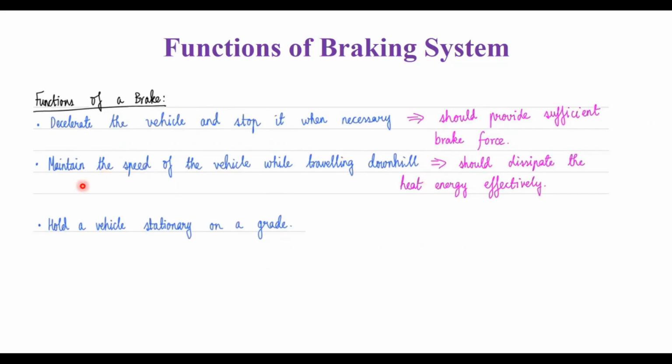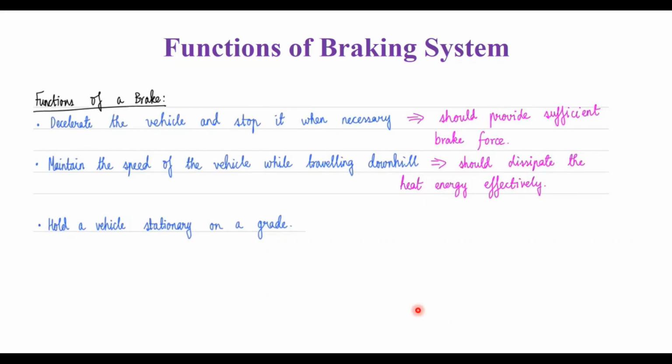And second is that it should maintain the speed of the vehicle when you're traveling downhill, because downhill, when you're driving the vehicle with less effort from the driver, the speed can be much higher. So it's very important that the speed of the vehicle is maintained when traveling downhill, for which the brake is very important, which means it should dissipate the heat energy effectively. So the second function is that it should dissipate the heat energy effectively, and also maintain the speed of the vehicle when you're traveling downhill.